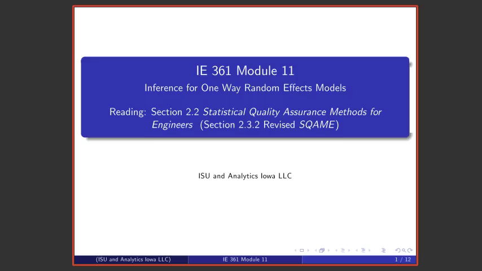Welcome to Lecture 11 in this series of lectures on statistical quality assurance and statistical process improvement. In this module, we're going to talk about using standard statistical software to do one-way random effects analyses. The particular software we're going to refer to is a product called JMP, JUMP, I'm going to call it.